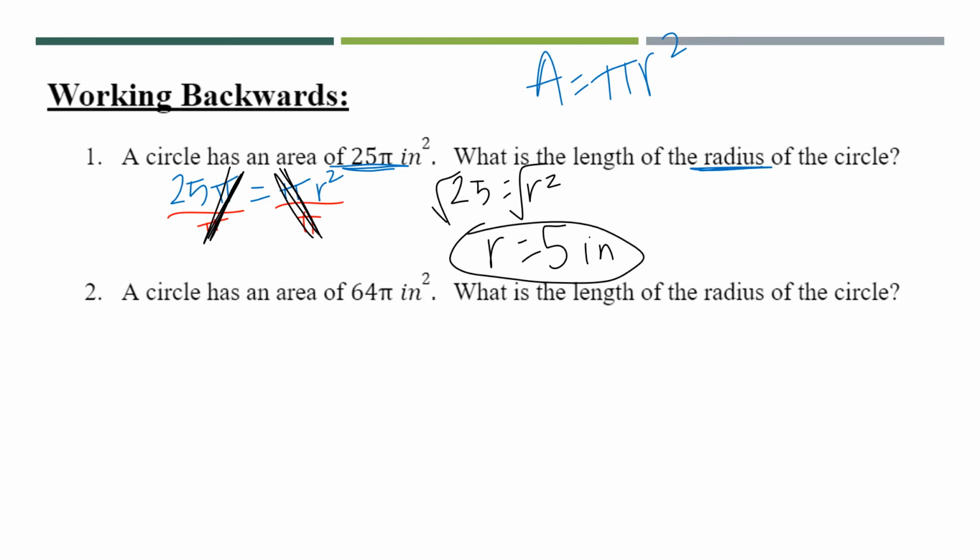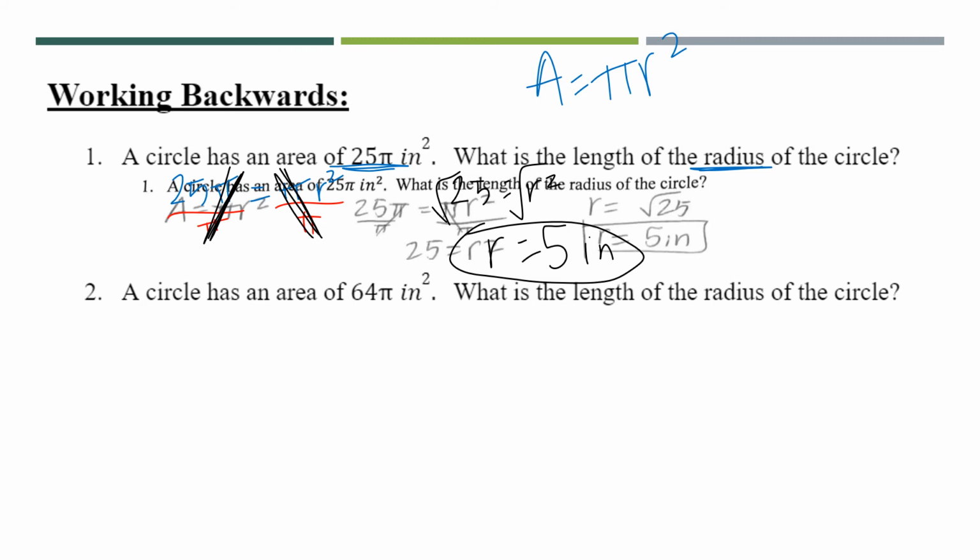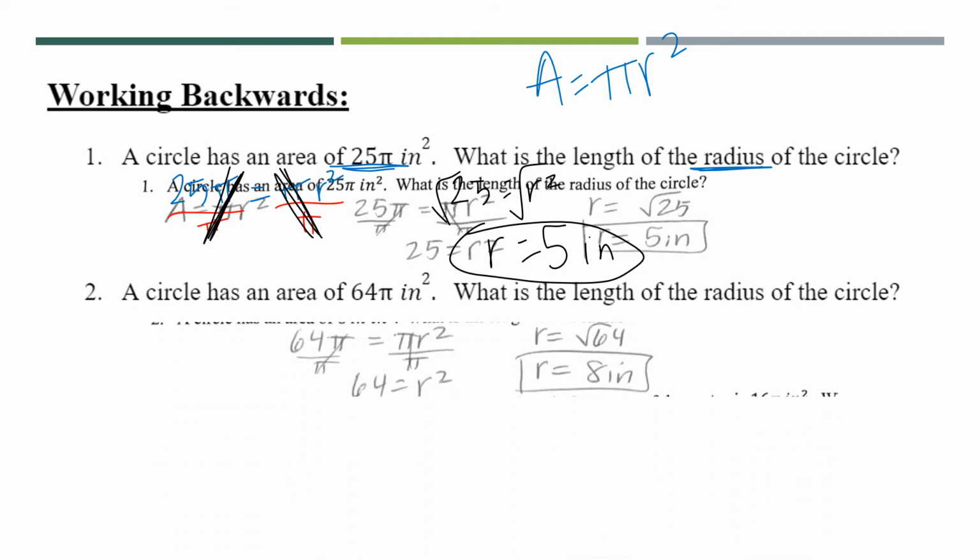You guys go ahead and try the next one. Pause it if you need to. I thought I put that up there already. So set it up the same way and go ahead and solve for r. So you should have gotten 8 inches. The pi's cancel, and the square root of 64 is 8.